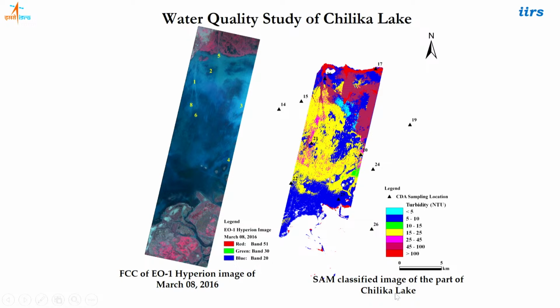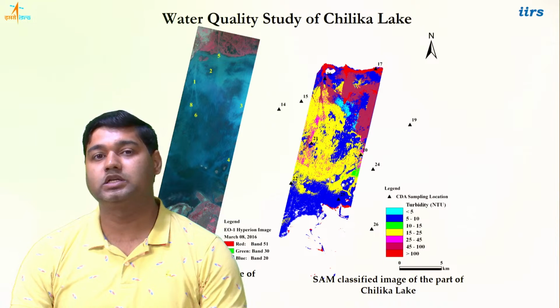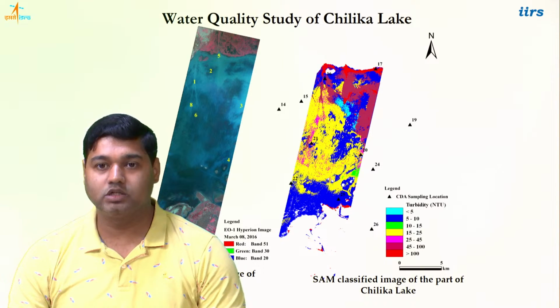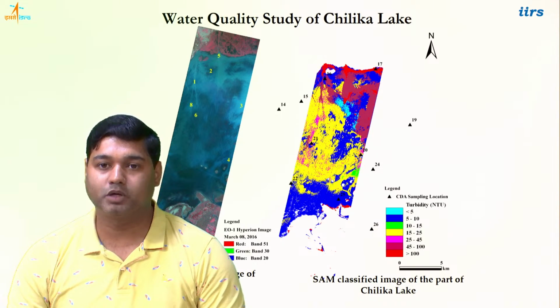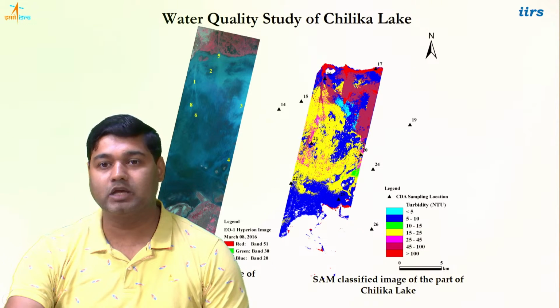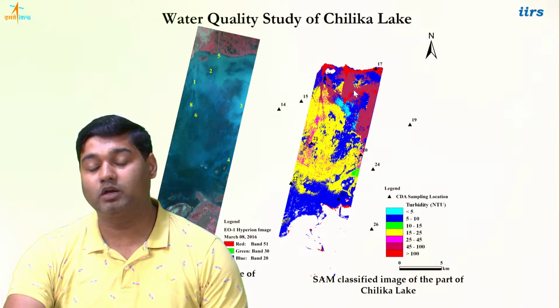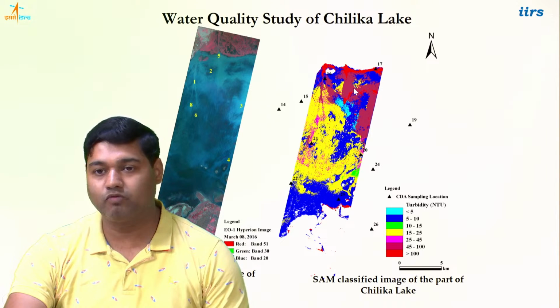Then I told you that we can use this for water quality study. So we have used hyperspectral data here during the Everest NG data collection. We went to the field, we collected the spectral reflectance curve through a spectroradiometer, and from the same locations we also collected samples with the help of a turbidity meter.